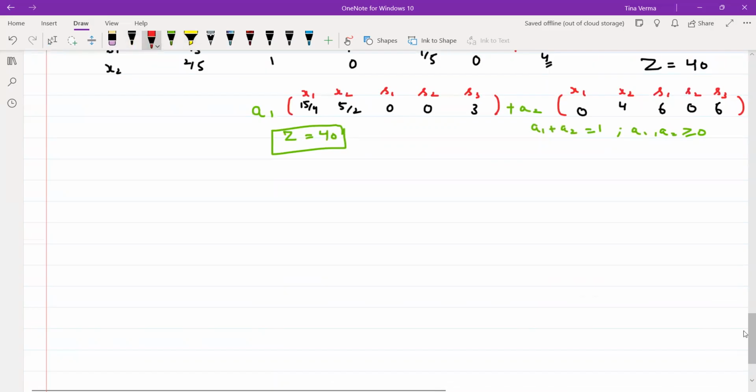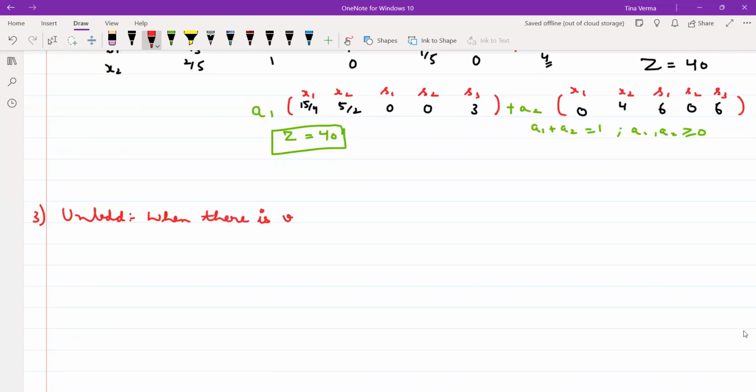Next, we are going to discuss the third case, that is the unbounded case. Unbounded is when there is a variable to enter, but we fail to find the minimum ratio. In that case, we have an unbounded solution. That means from Zj minus Cj you are getting an entering variable, but you do not have any leaving variable, then you will have an unbounded solution.